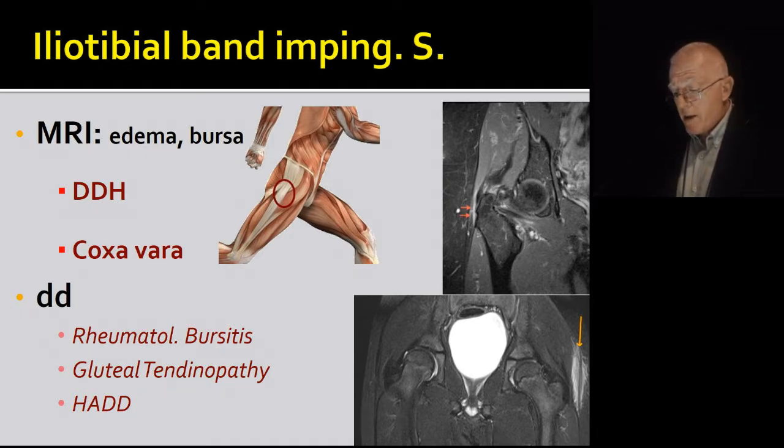So in general, pain in this lateral aspect has to be also differentiated from other disorders. We always have to consider rheumatologically caused or induced bursitis, like in rheumatoid arthritis, gluteal tendinopathy such as degeneration or tear, and also hydroxyapatite deposition disease, or calcific tendonitis as it is usually known. In general, developmental dysplasia and coxa vara are predisposing factors to iliotibial band impingement syndrome.